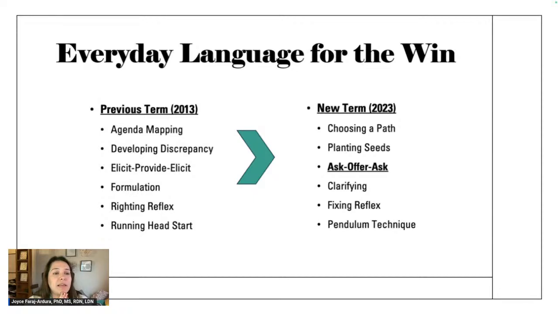Developing discrepancy is what we tend to do when we have someone in the pre-contemplation stage. The new term is planting a seed. So our goal is to get them into ambivalence, to create ambivalence. Elicit-provide-elicit is now known as ask-offer-ask. And I'm going to go into that one today because that's how we blend nutrition education with MI for our counseling sessions. Formulation is now known as clarifying, and this is when we're trying to figure out what the client wants. So we're focusing the session.